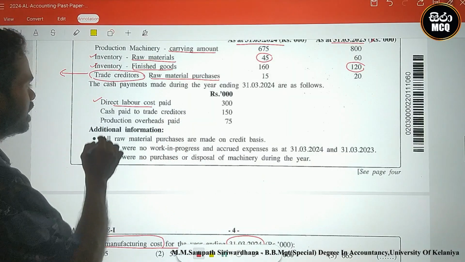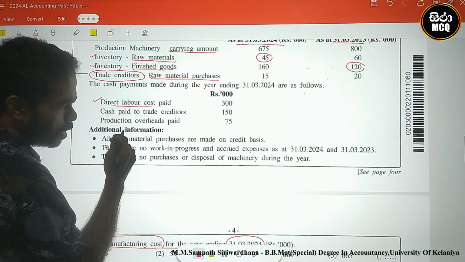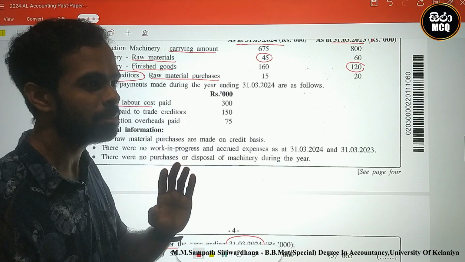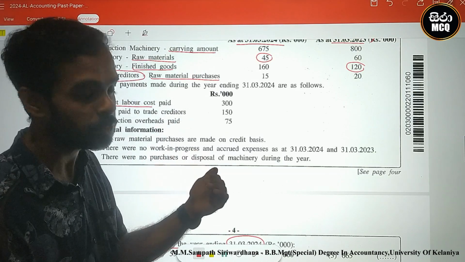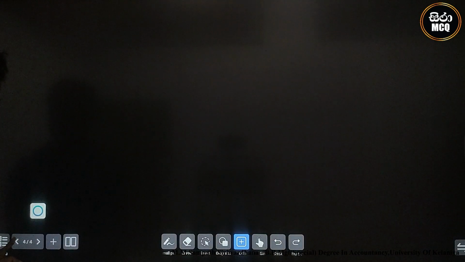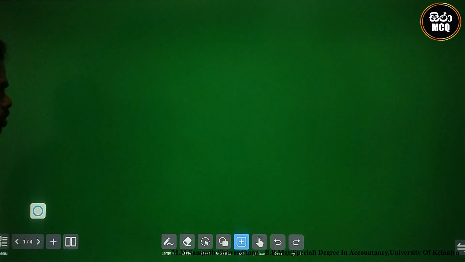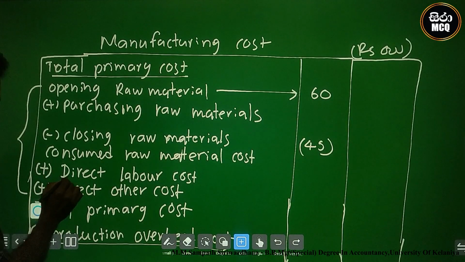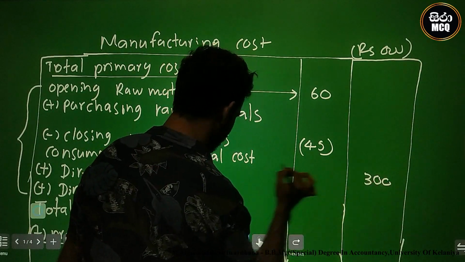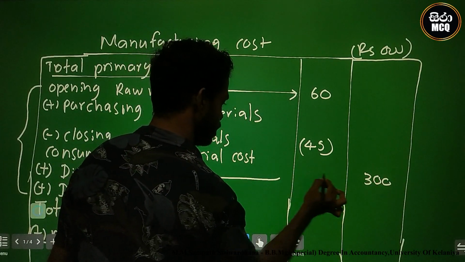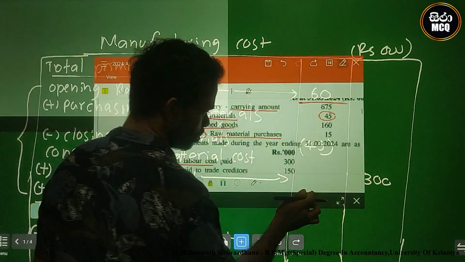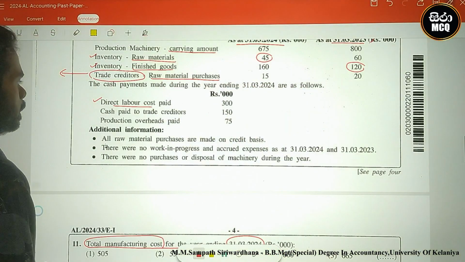Okay, let's see. Look here. The direct labor cost paid, there is no related information to direct labor cost. Direct labor cost means direct labor is related to manufacturing cost. Direct labor 300. Direct labor cost 300. Directly I write this in the column. Okay. Direct labor cost is okay.